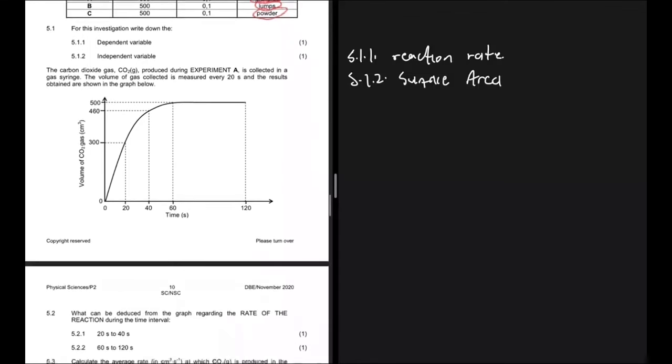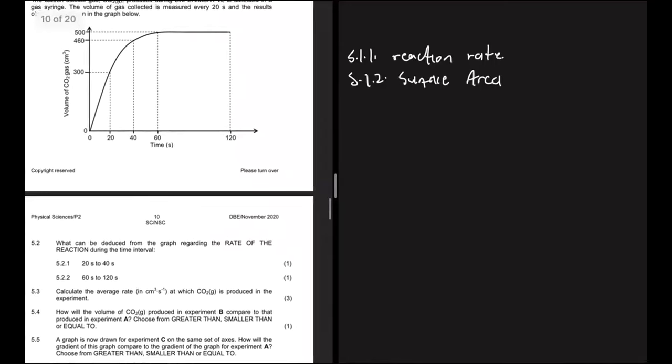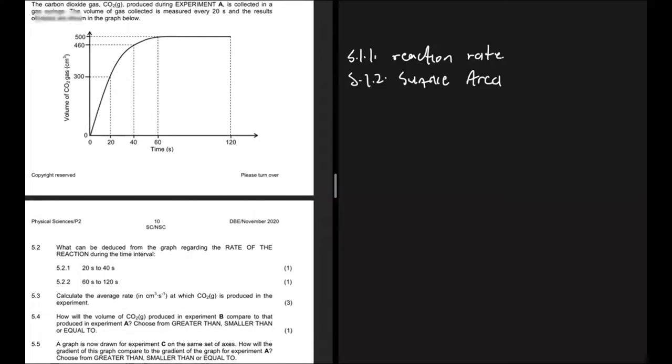And then it goes on to say the carbon dioxide gas, CO2, produced during experiment A is collected in a gas syringe. The volume of gas collected is measured every 20 seconds, and the results obtained are shown in the diagram below. And then we can see the diagram clearly. And then we have 5.2 and 5.2.1.